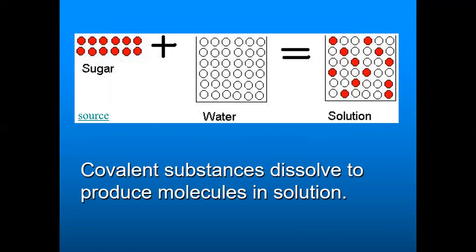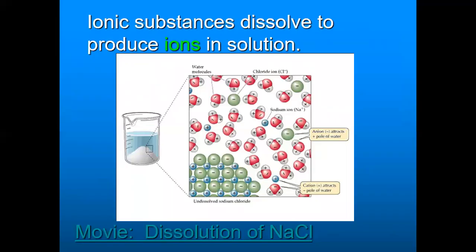Let's look at the picture. Sugar solid and water, and in the solution, water molecules surround the sugar molecules, or sugar changes into aqueous form. Covalent substances dissolve to produce molecules in solution. Sugar is a covalent substance, so it will dissolve to produce molecules in solution, and such molecules will be called aqueous molecules, like aqueous sugar.